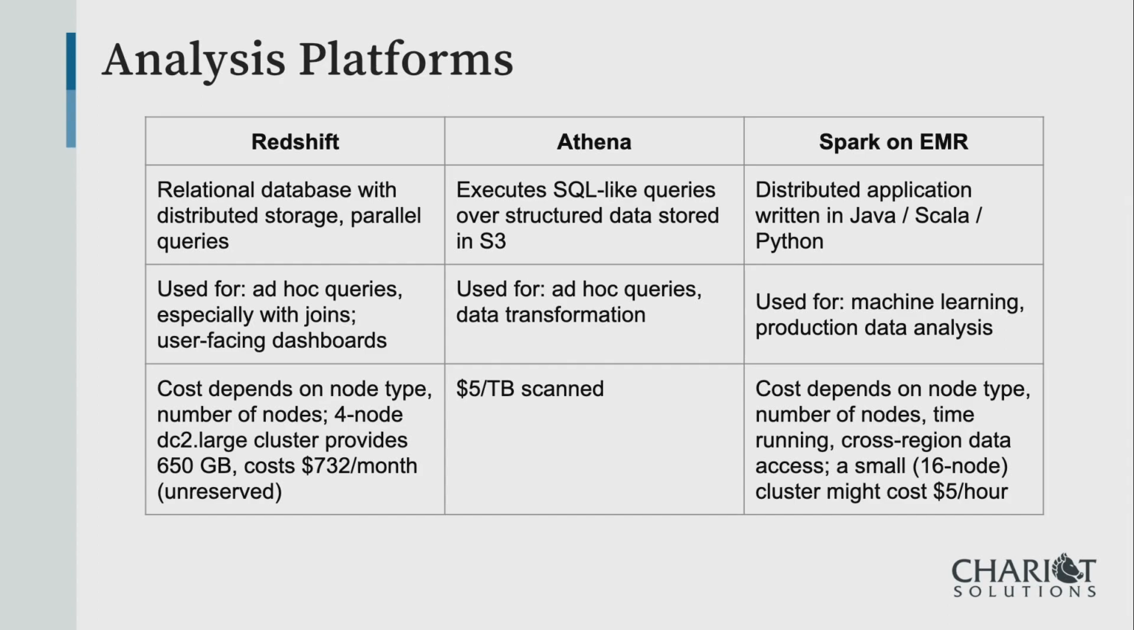And like Redshift, you're bringing up actual physical EC2 nodes. And the cost is going to depend on the type of nodes you're bringing up, how many. I figured it out at a relatively small 16-node cluster. You might be spending about $5 an hour. That's about 40 cents per hour for the machines.